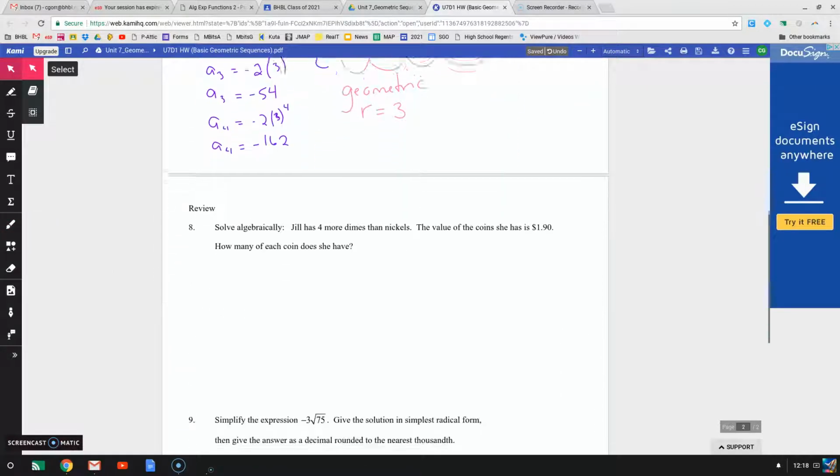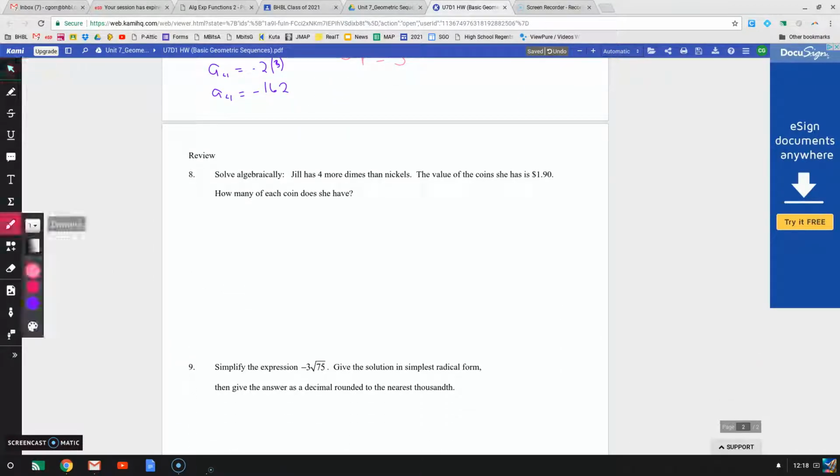Okay, let's try one review problem. I will set the problem up for you, and then you will need to finish this one on your own. So Jill has 4 more dimes than nickels. The value of the coins is $1.90.